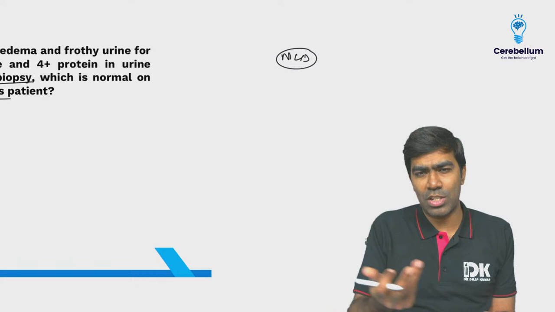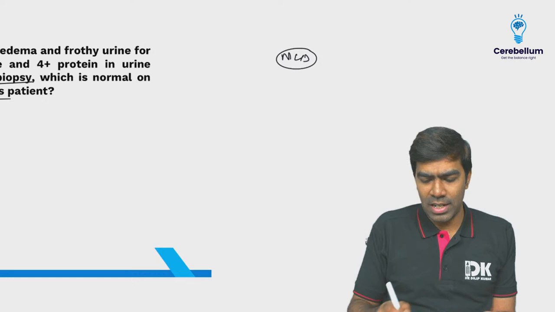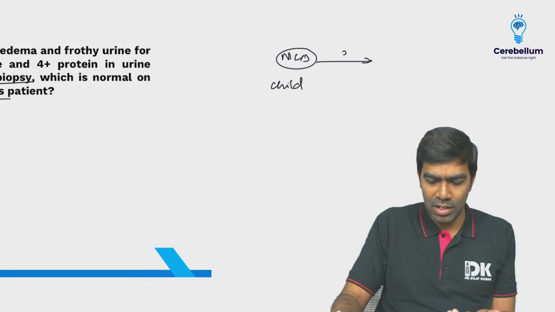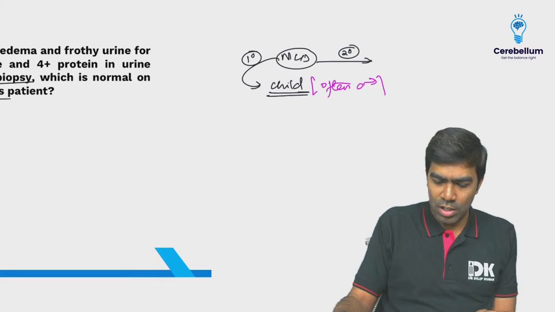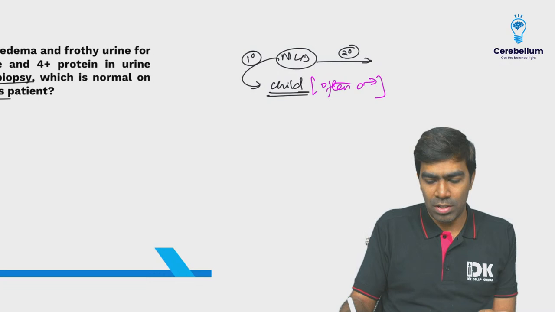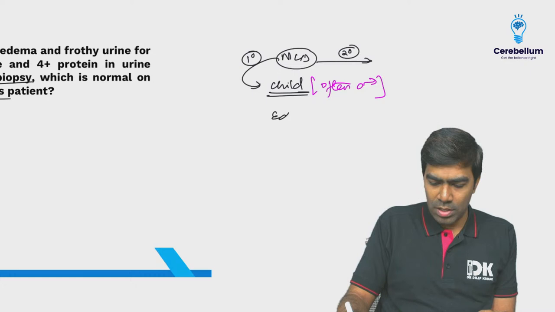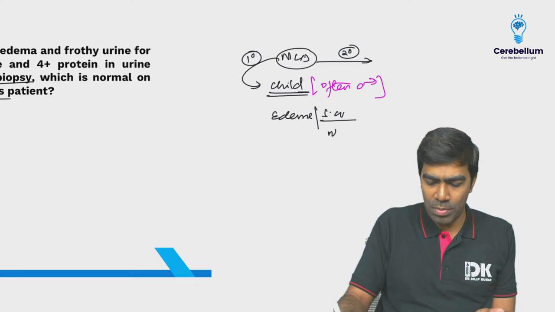So how will you diagnose minimal change disease? Look at the patient, a child. Secondary causes are there, but we're talking about primary minimal change disease. The patient is going to be a very young child, often male, we don't know why. They're going to present with edema. The mother is going to get very scared. Apart from that, if you see the serum creatinine, it'll be normal. Look at the blood pressure, it'll be normal.